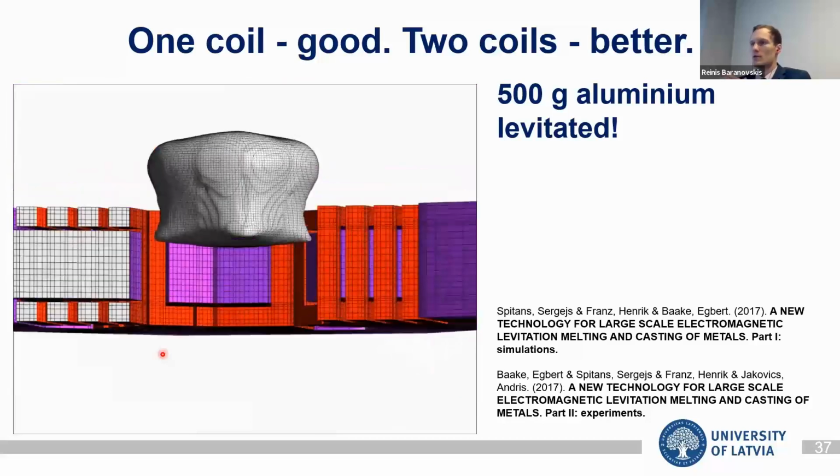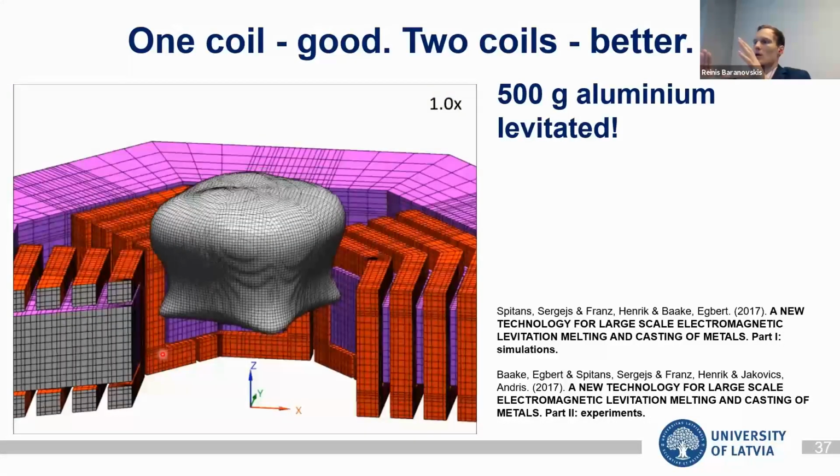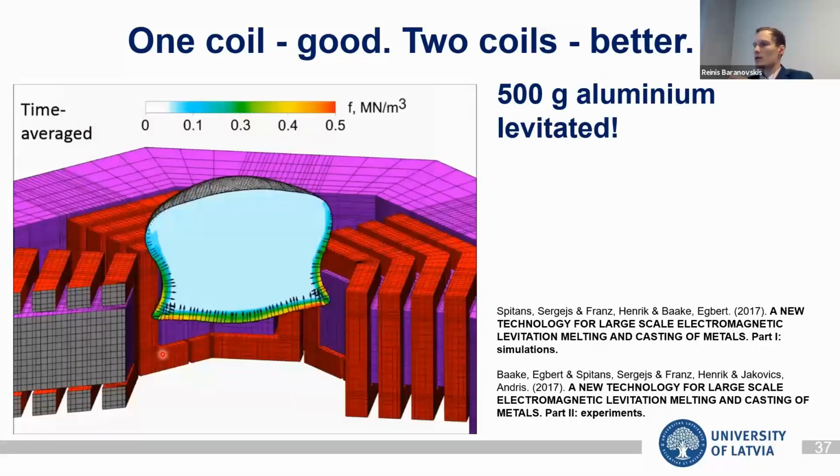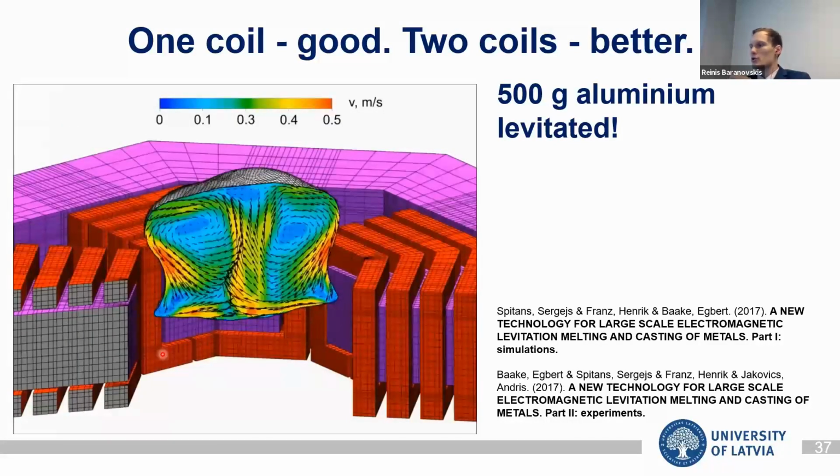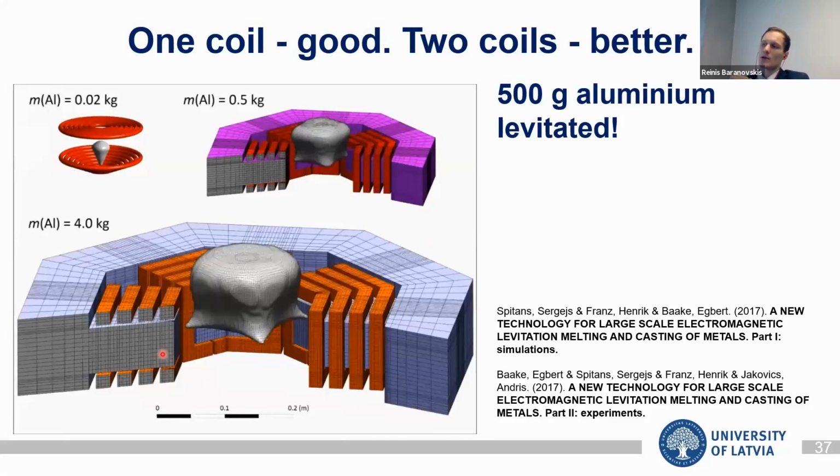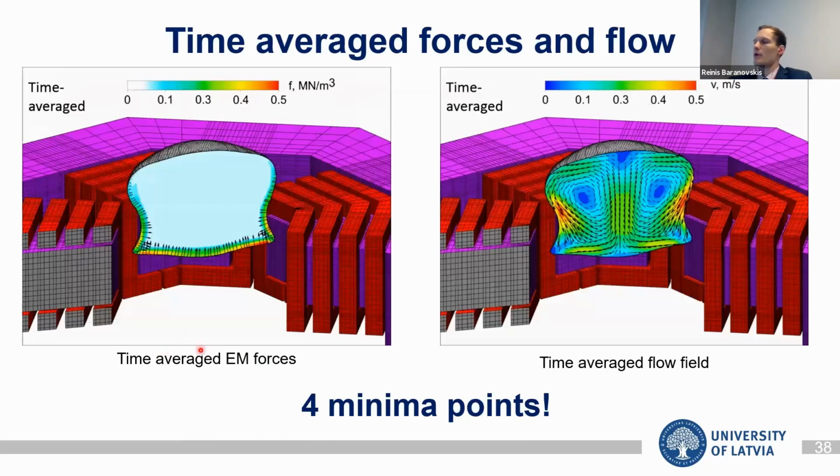And he created a system where multiple coils create this magnetic field. And why are multiple coils better? Essentially, as you can see, the shape is completely different. Instead of one minimum point, you now have 4 points. And essentially, the result of his work was that he could achieve stable levitation for larger volumes. And that had applications in really pure metal levitation and manufacturing, one of them being titanium.